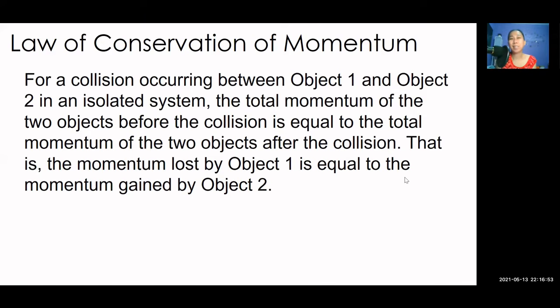For this tutorial, ituturo ko sa inyo ang law of conservation of momentum. So, sinasabi sa law of conservation of momentum, ganito. For a collision occurring between object 1 and object 2 in an isolated system, the total momentum of the two objects before the collision is equal to the total momentum of the two objects after the collision. That is, the momentum lost by object 1 is equal to the momentum gained by object 2.